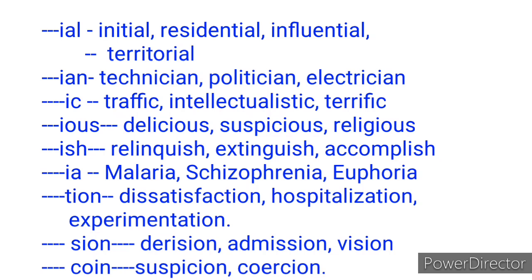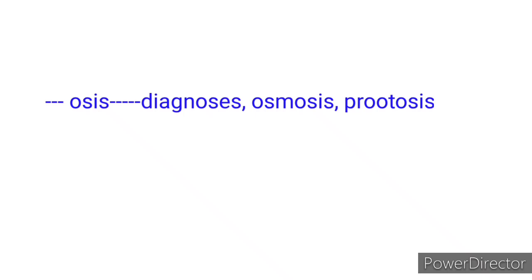Now let's see how to stress words that end in SION. We have derision, admission, vision. In the word derision, we have the stress on ri. In the word admission, we have the stress on mi. And in the word vision, we have the stress on vi. I hope that's clear. So you stress the second syllable from the end of the word that ends in SION.